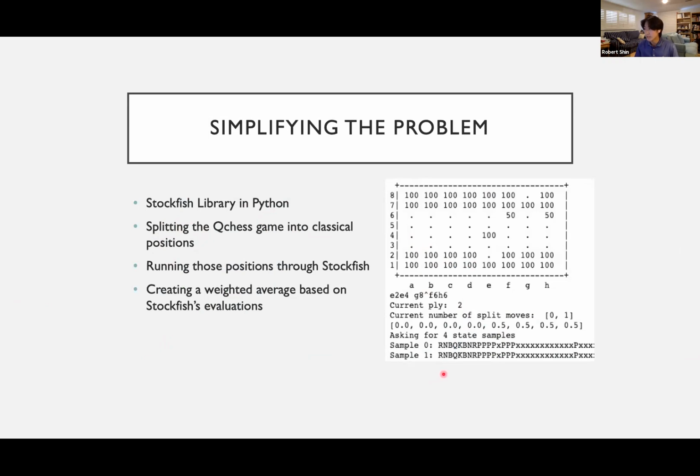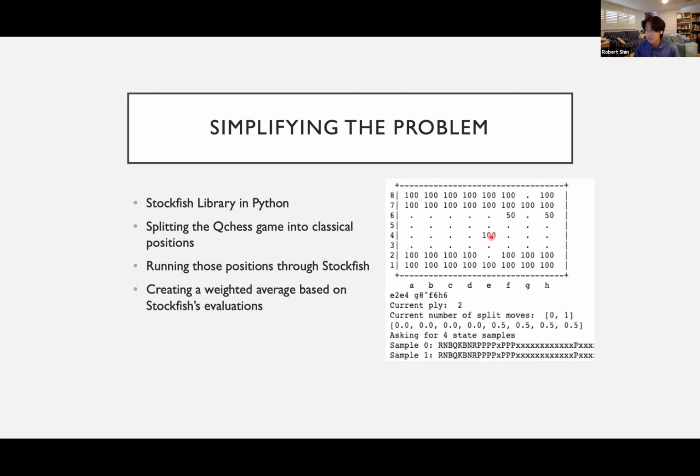And so the way we did this is, well, this is what it looks like to play quantum chess through the command line or through Python. And this is a quantum chess board here. We can see that a pawn has moved from E2 to E4, while the black knight has made a split move from G8 to both F6 and H6.